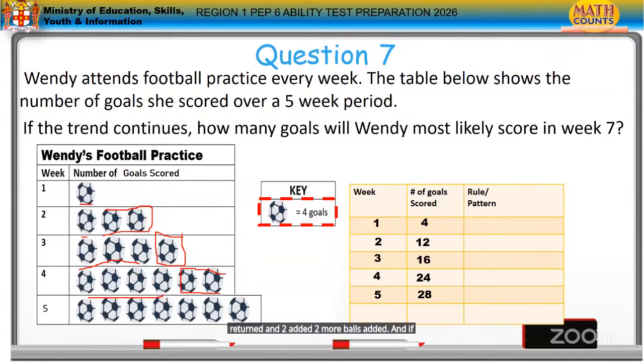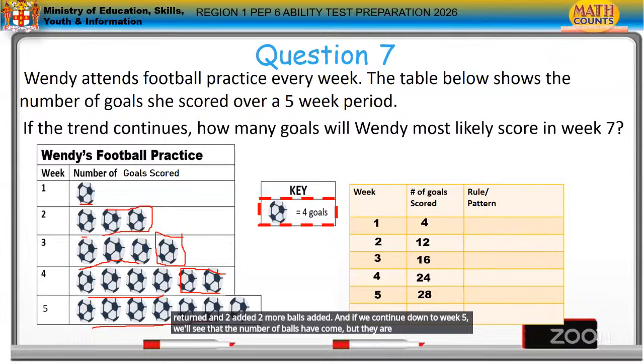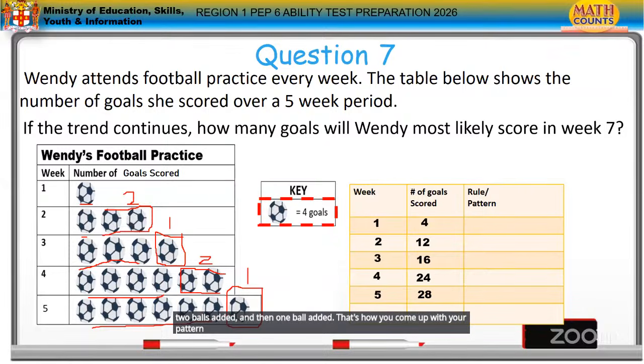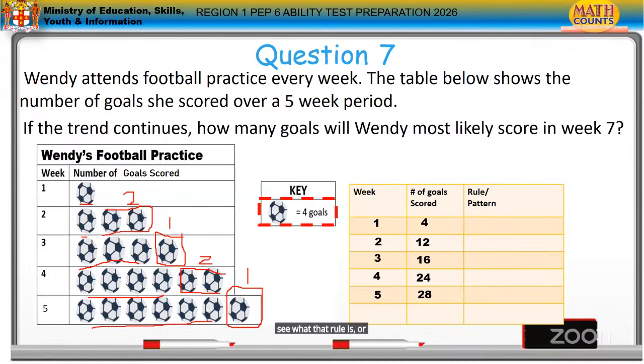And if we continue down to week 5, we'll see that the number of balls have come, but they are now adding 1. So you want to ask yourself, what is the pattern? So first of all, we have 2 balls added, and then 1 ball added. Here, 2 balls added, and then 1 ball added. That's how you come up with your pattern. Just observe, notice what is different, what is the same, and then you're able to say what that rule is or what that pattern is. So let's make the revelation.